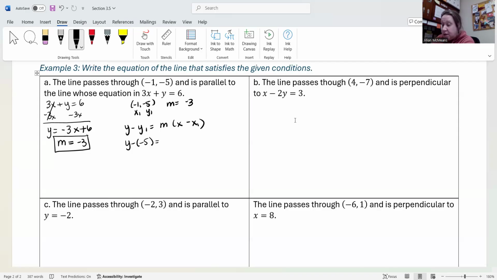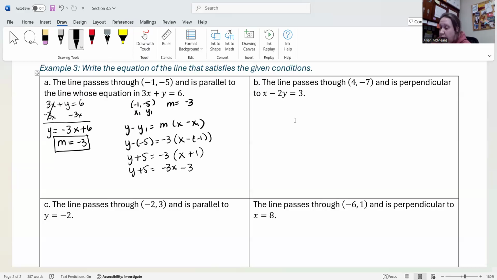We know the slope is -3, and then x minus x1. x1 is -1, so we get x minus -1. In the next step, I'm going to simplify signs, and then distribute. Instead of subtracting a -5, that's y plus 5 equals -3 times, and instead of subtracting a -1, that's x plus 1. Now I distribute: y plus 5 equals -3x minus 3, since multiplying the x and the 1 by -3 gives -3x minus 3.